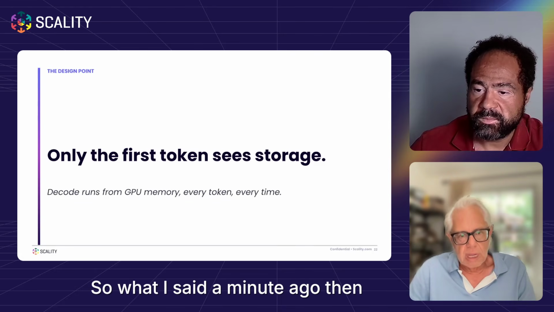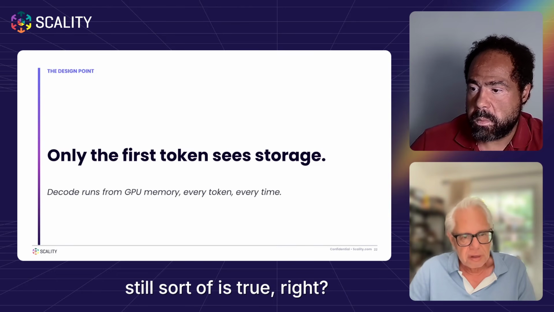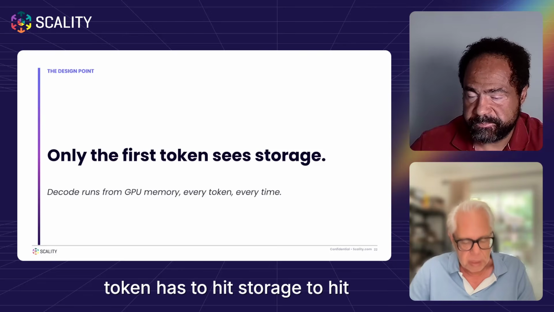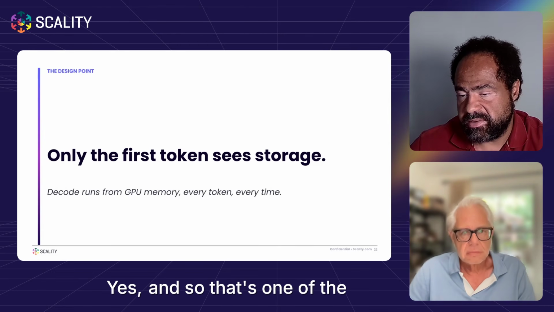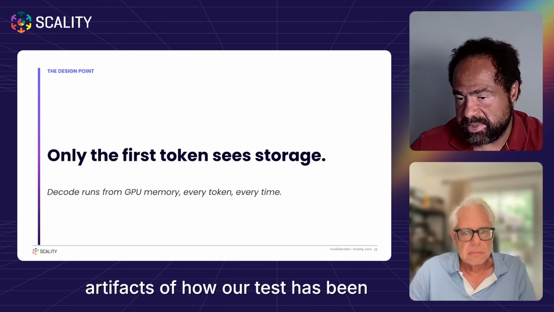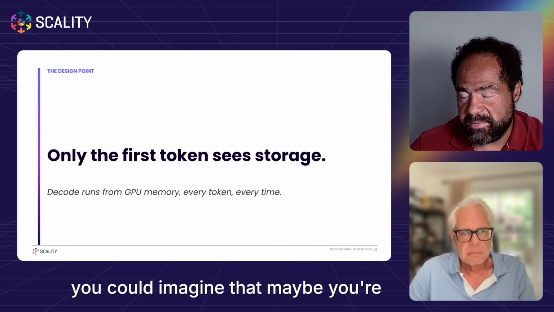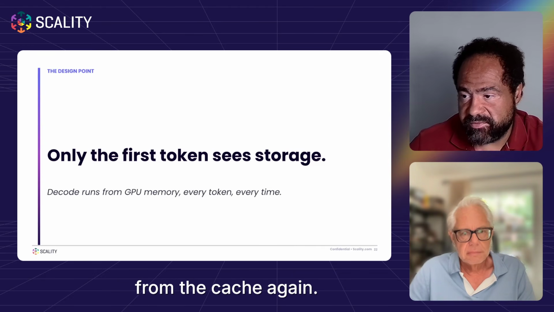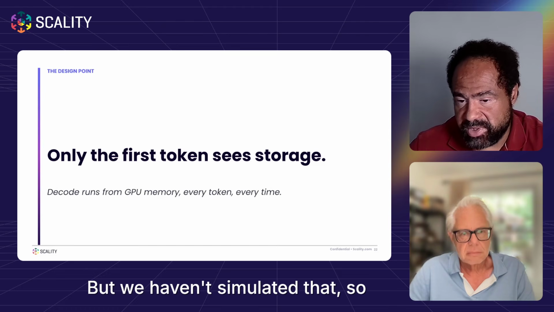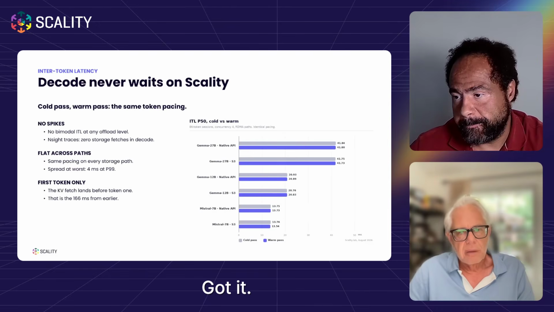All right. So what I said a minute ago then still sort of is true, right? The first token has to hit storage to get the KV cache, but then you're in the GPU memory. Yes. And so that's one of the artifacts of how our test has been designed. You could imagine that maybe you're evicting a KV cache from a running session, and then you have to get it from the cache again, but we haven't simulated that. So okay, got it. Makes sense.